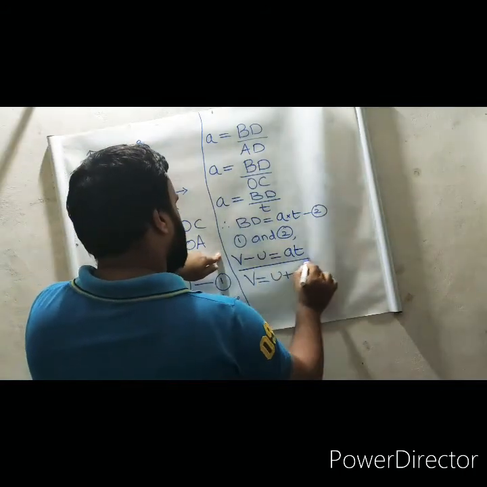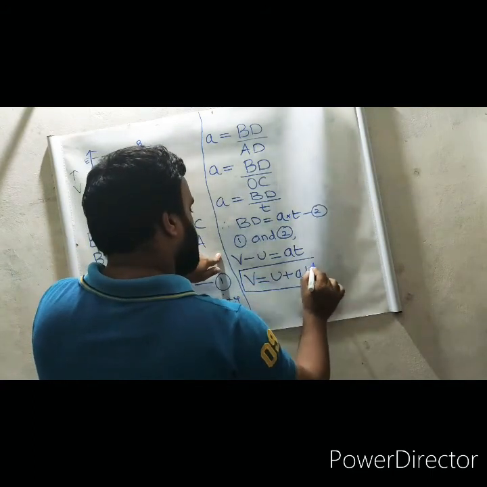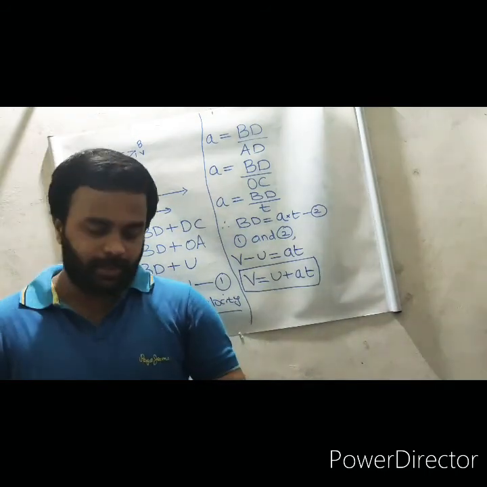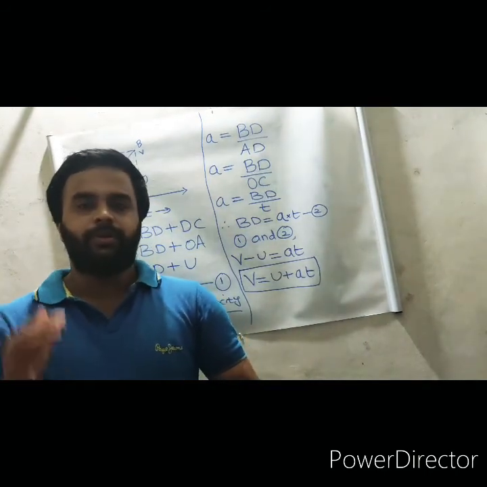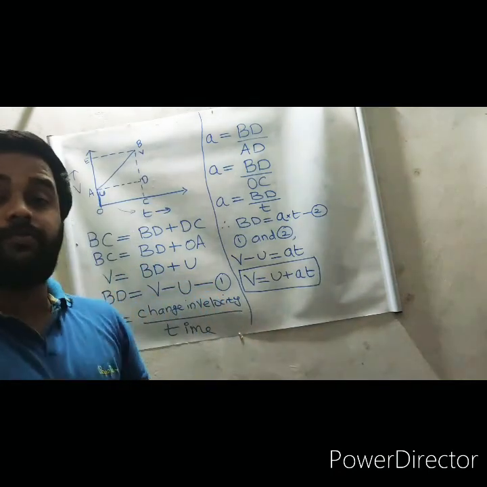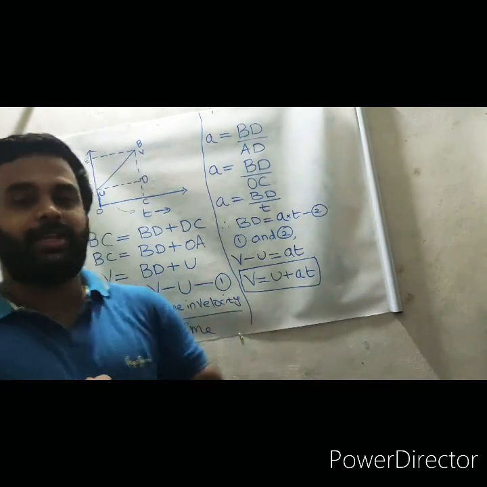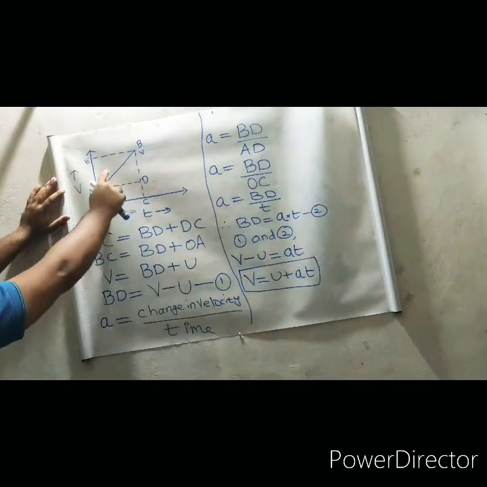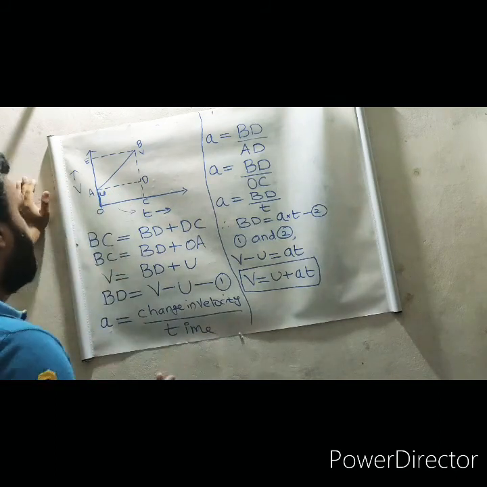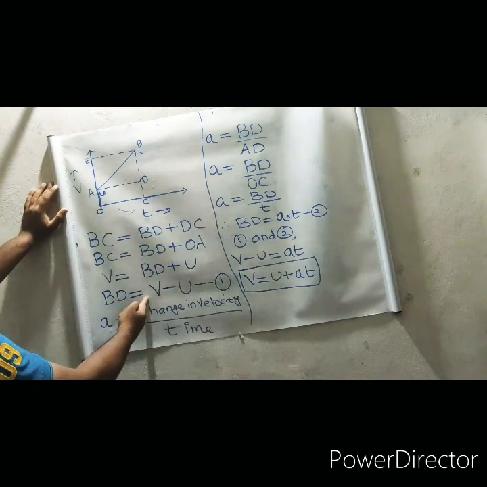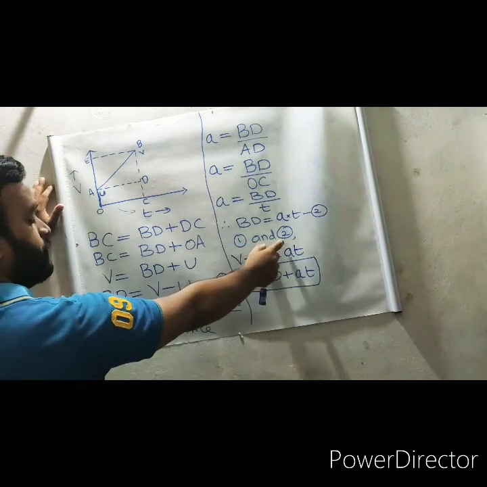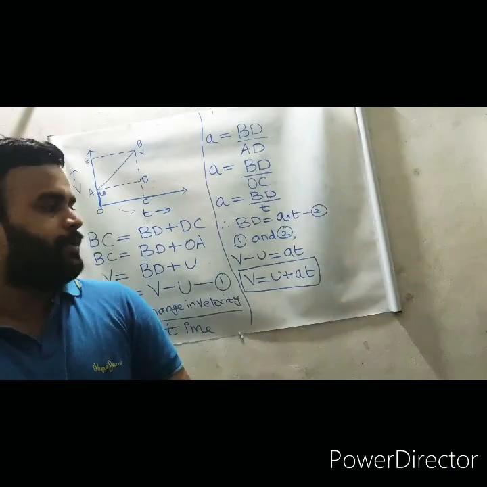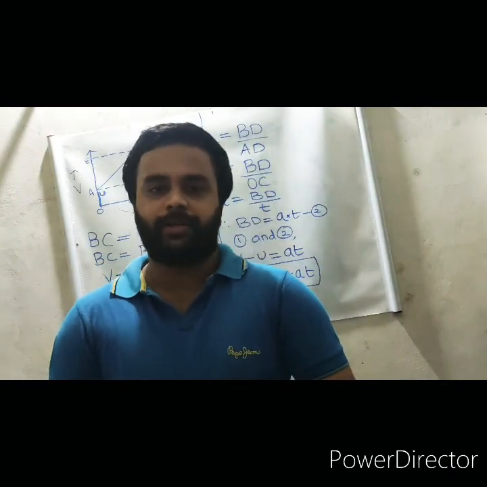We can put the formula in a box. So what's the final relation? v is equal to u plus at. In this class, we derived the equation of motion in terms of velocity time relation. First we draw the graph, then do these steps, then equate equation 1 and 2. Finally we get v is equal to u plus at. So this is a simple derivation.